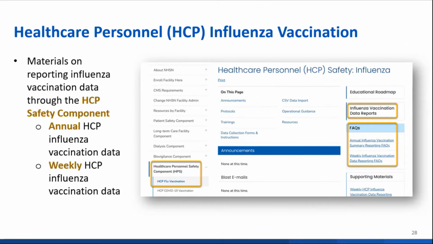On this webpage, facilities can find resources on reporting data through the healthcare personnel safety component, such as annual and weekly influenza vaccination data on healthcare personnel. Additionally, on the right-hand side of the web page, there are links to influenza vaccination data reports by facility type and comprehensive FAQs.